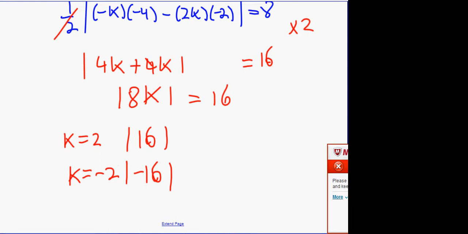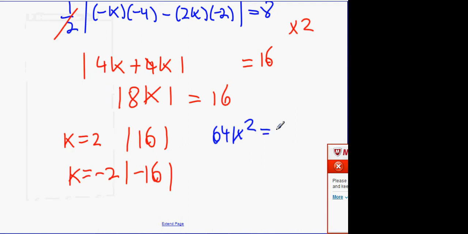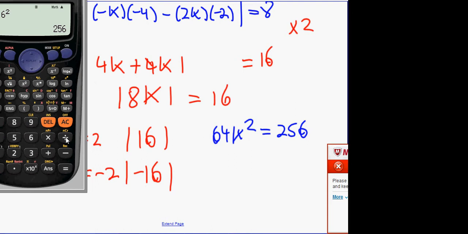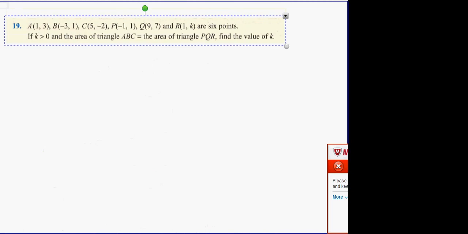Now there is another way. Square both sides. If you square both sides, you're going to get 64k squared equals 16 squared. What's 16 squared? I think it's 256 maybe? 256, okay? Now, 256 divided by 64? It should be 4. Yeah. k squared equals 4, and then we get another way, k equals plus or minus 2. Same thing, is that alright? Mm-hmm.